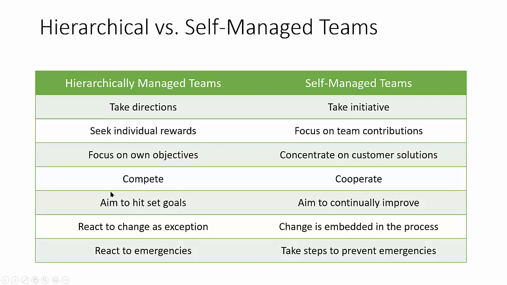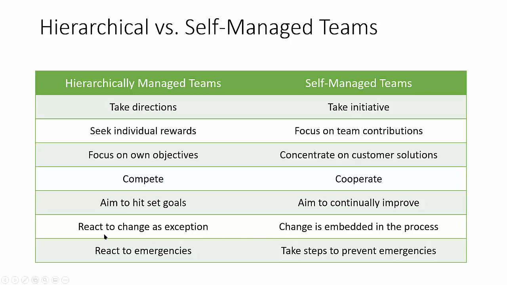Therefore, the aim in a hierarchical team is, of course, to meet the objectives that they have been set. While in a self-managed team, the objective is a moving objective, right? It's a common objective of the whole team, and the objective is to come closer and closer to what brings value to the customer. So as you can see, there's quite a big difference between a hierarchically managed team and a self-managed team. You can look at also the other ones.